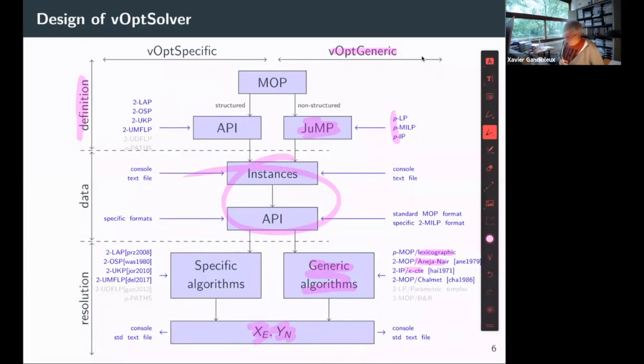We can also solve a problem with vOpt specific. In that case, he has to select the API corresponding to the problem that he wants to solve. Some are written in Julia, some are written in C or C++. Then, of course, he has to provide the data, and the solver provides the complete set of efficient solutions and the set of non-dominated points, using the specific algorithm.